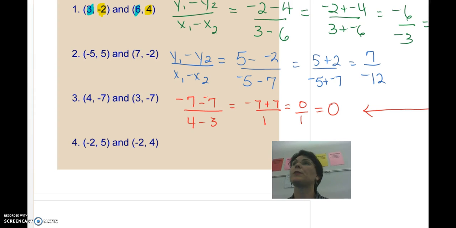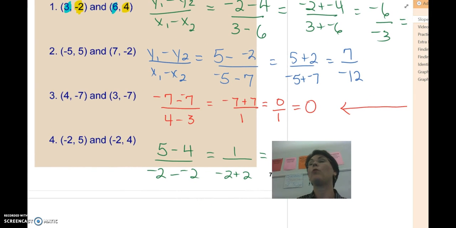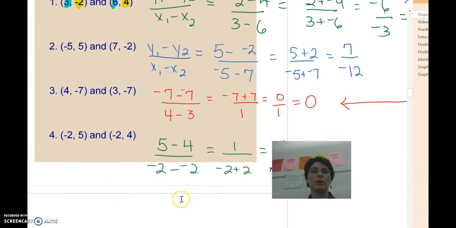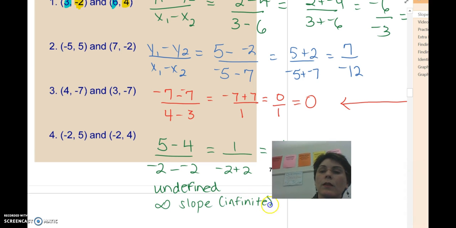So go ahead and try number 4. This one is kind of an interesting one. For this one, we should have 1 over 0 as our slope. And when you get 1 over 0 as your slope, that is called undefined. Anything divided by 0 is called undefined in math, and I'll explain why in just a minute. So this is actually called an infinite slope. That symbol stands for infinite. Or undefined slope.